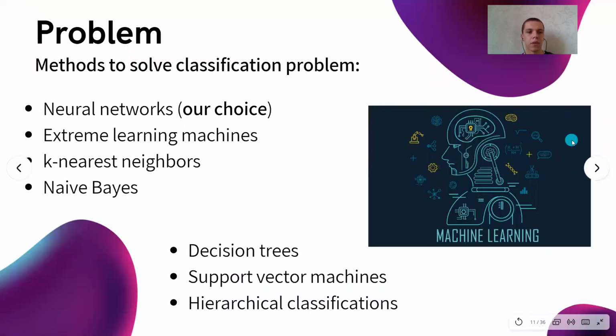So to solve this problem, you can use different methods like extreme learning machines, nearest neighbor, naive Bayes, decision trees, support vector machines, hierarchical classification, and also our choice to use neural networks.